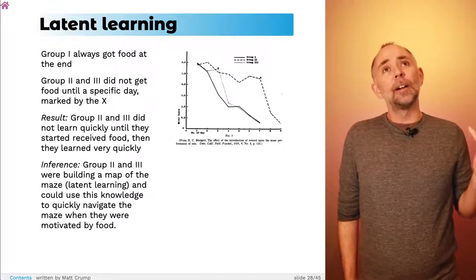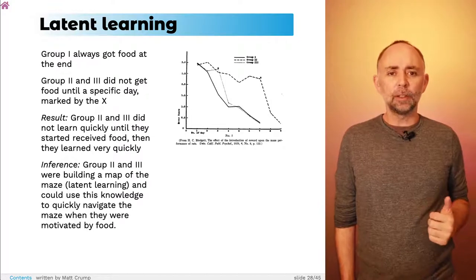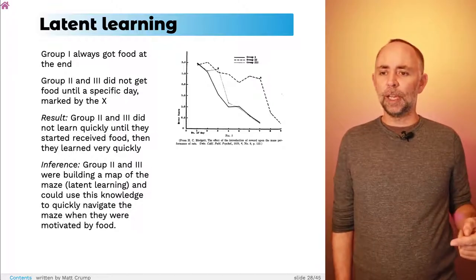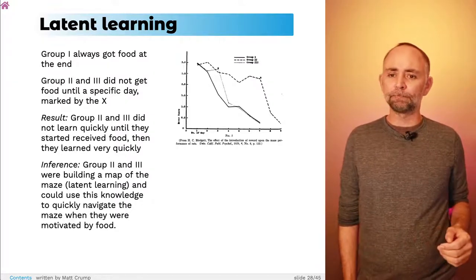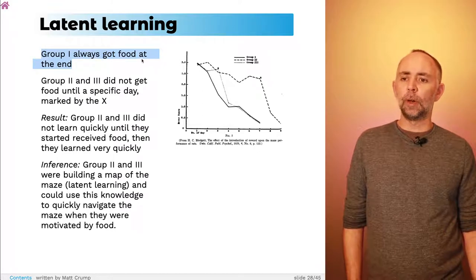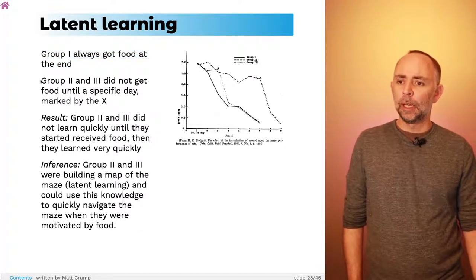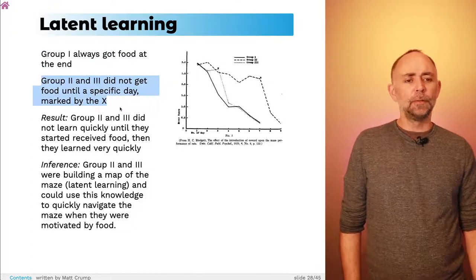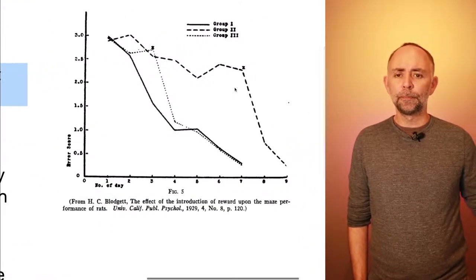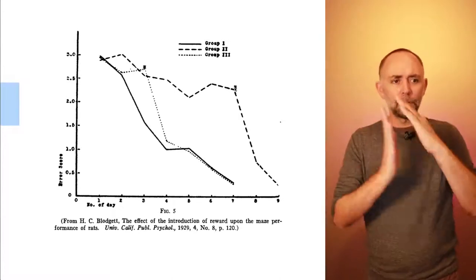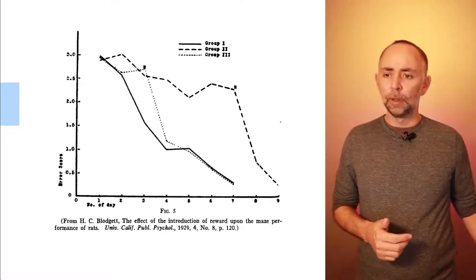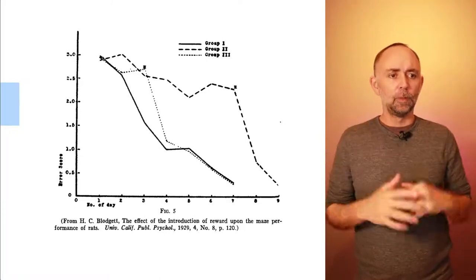So let's see, here we have an example called latent learning. And this design provides some evidence in favor of the mental map idea. Let's take a look. We've got three groups of rats. Group one always gets food at the end of a maze. And groups two and three don't get any food until a specific day marked by the X. So here's some data. What we're looking at is what we were talking about before: animals on their first day of running a maze they've never seen before make errors in terms of making wrong turns.